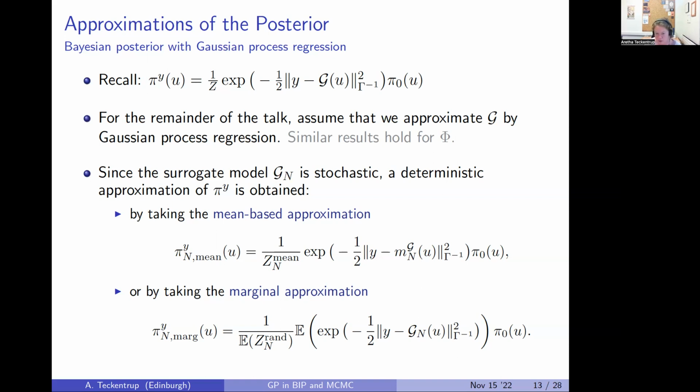Both of those things make sense, and both have advantages and disadvantages. The advantage of the mean-based approximation is that it is simpler: you're just using the mean, and you don't have to compute this extra expected value. But in the mean-based approximation, you are throwing away a lot of the information that you have. You're only using the mean of your stochastic surrogate model, so you're throwing away any uncertainty quantification or probability distribution that you have.